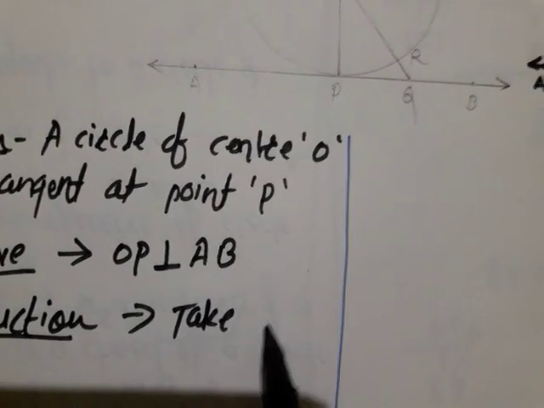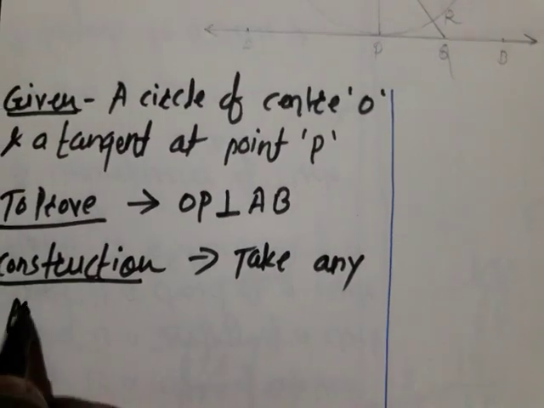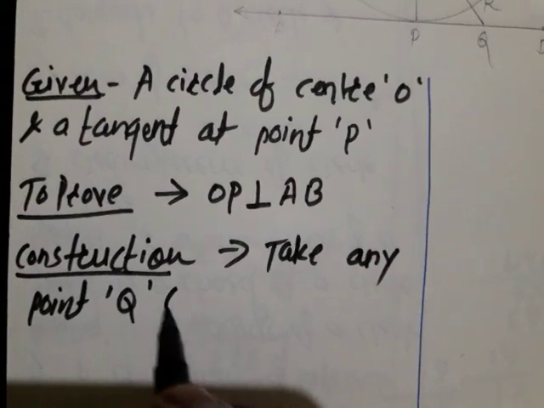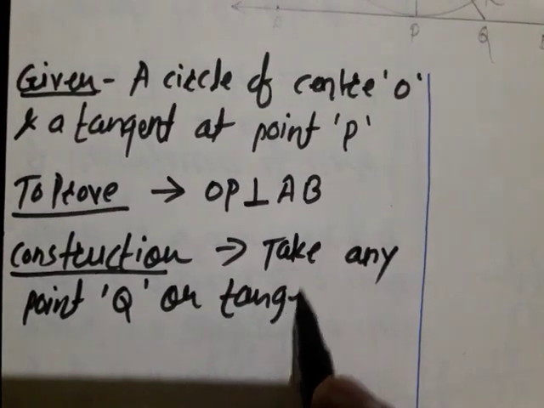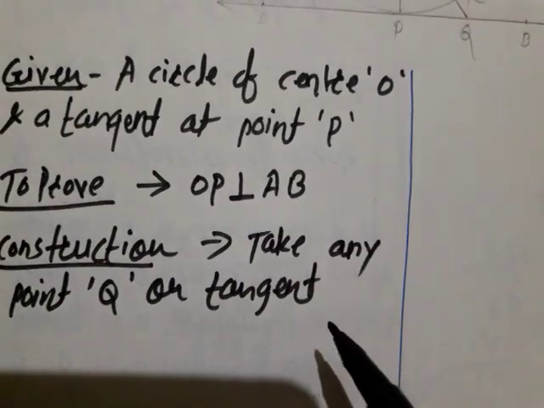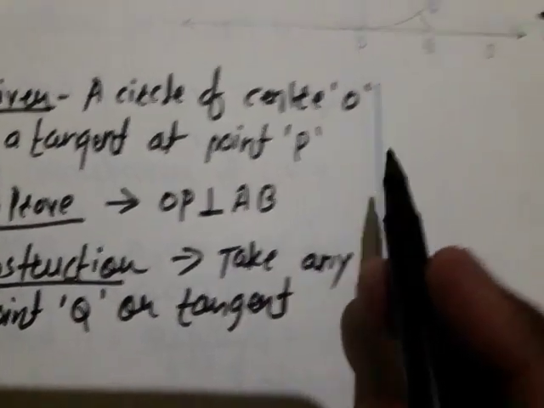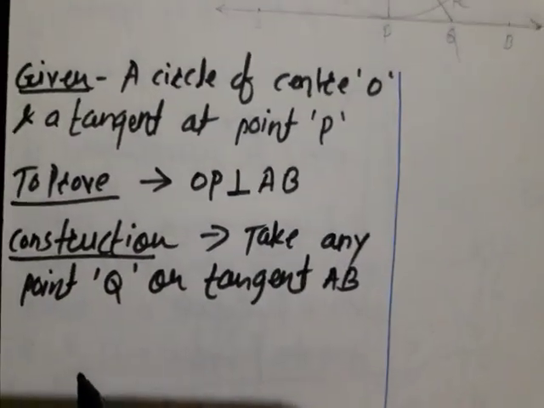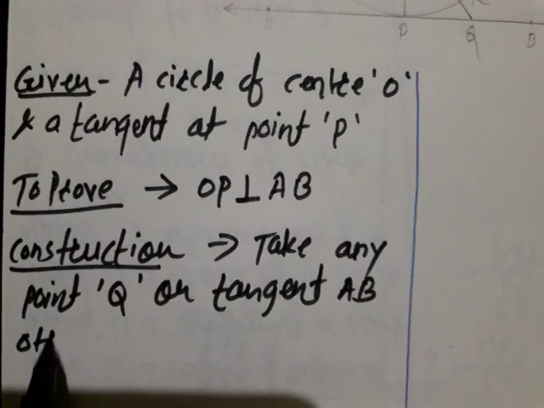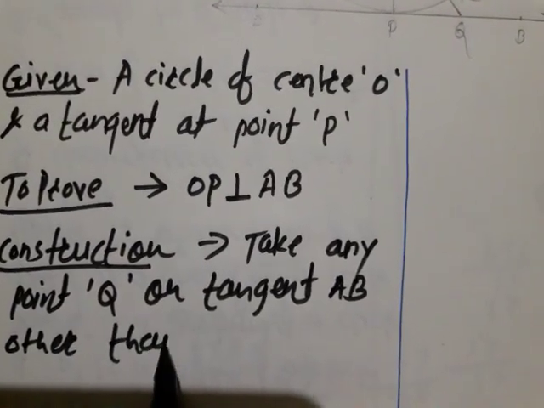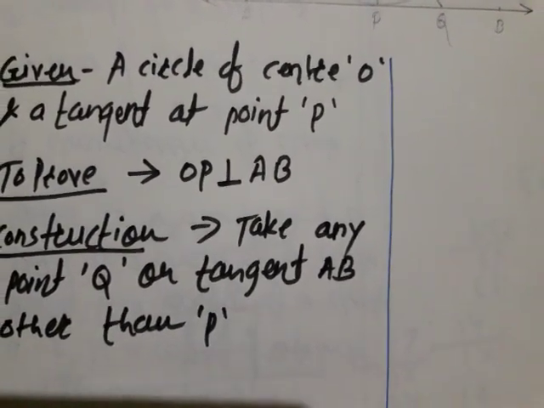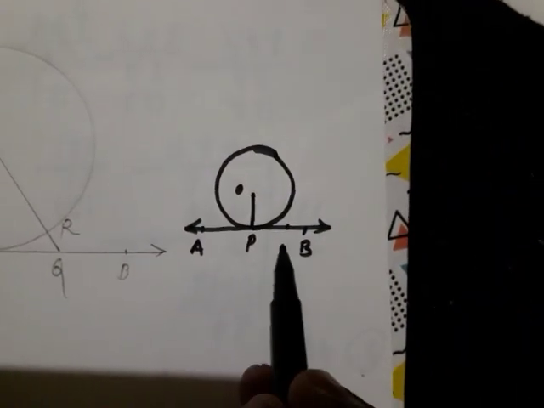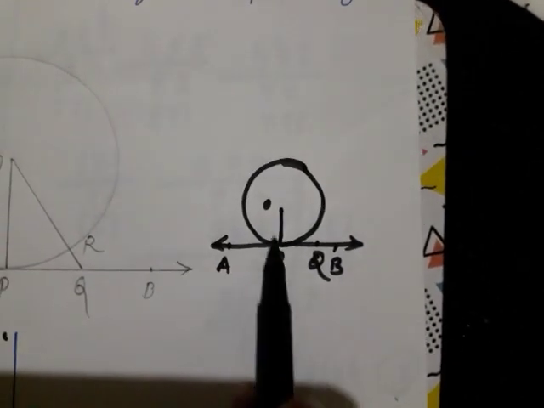Take any point, look here what I am writing, take any point Q on tangent AB other than point P. Okay, look here, means here we are going to take one point. Suppose this point is Q, means we have written in the construction.